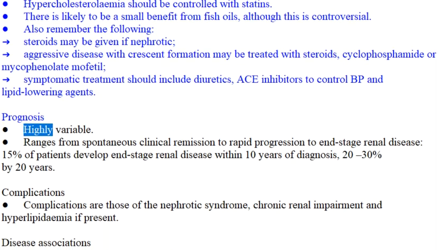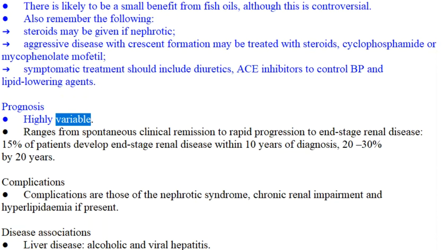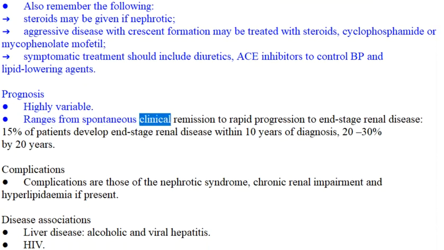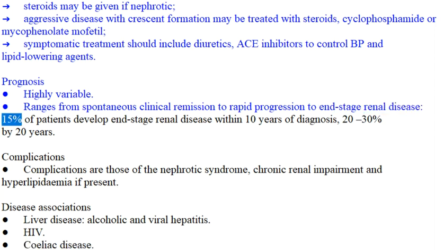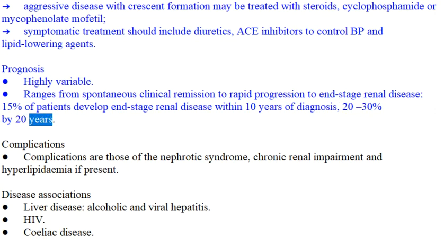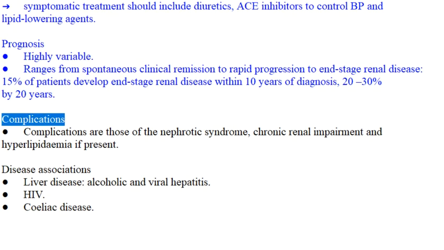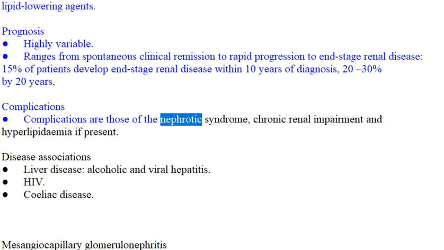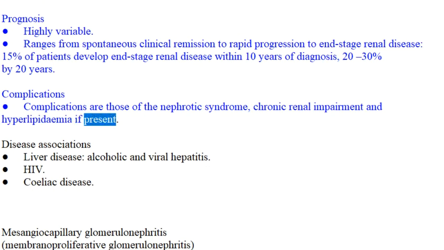Prognosis. Highly variable. Ranges from spontaneous clinical remission to rapid progression to end-stage renal disease. 15% of patients develop end-stage renal disease within 10 years of diagnosis, 20–30% by 20 years. Complications. Complications are those of the nephrotic syndrome, chronic renal impairment and hyperlipidemia if present.